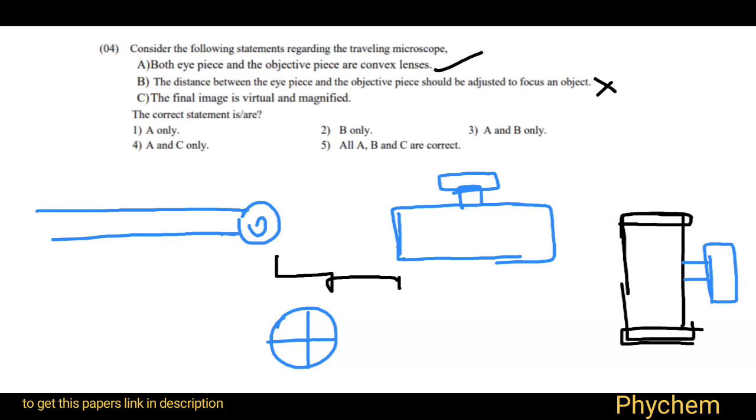Sometimes you need to adjust a very tiny displacement further away or towards the cross-sectional area. When you are using your hand, you will not control the movement. But at that time this knob is highly useful. When you rotate this, it can adjust the distance by a tiny amount of displacement, so that will allow us to get a clear, sharp image. That is why we have this knob, and this knob is not for changing the distance between these two lenses. So that's right, so the statement that the distance between the eyepiece and the objective piece should be adjusted to focus an object is false.